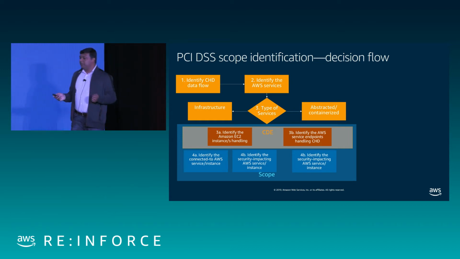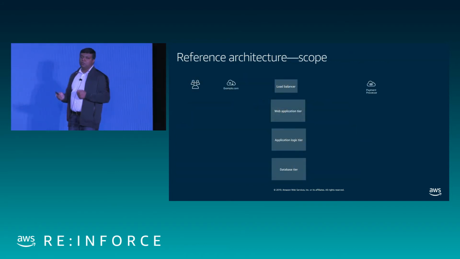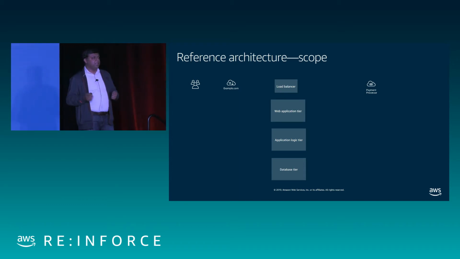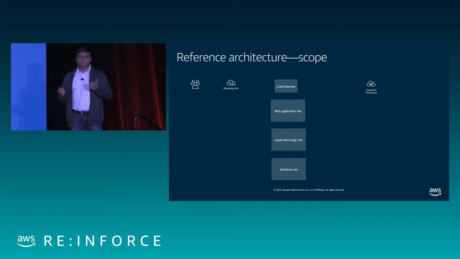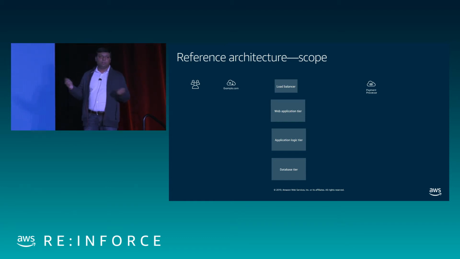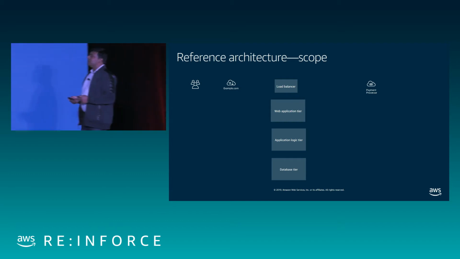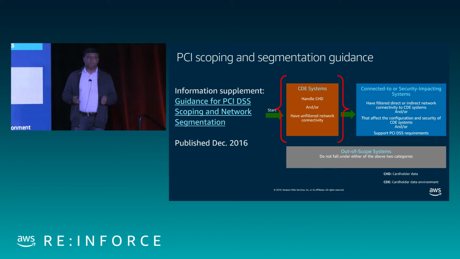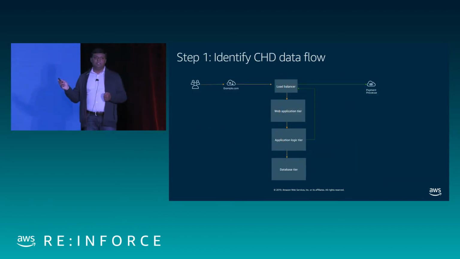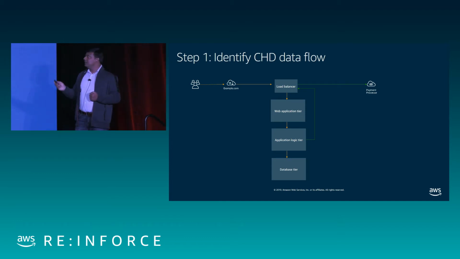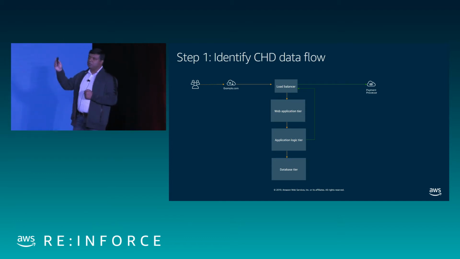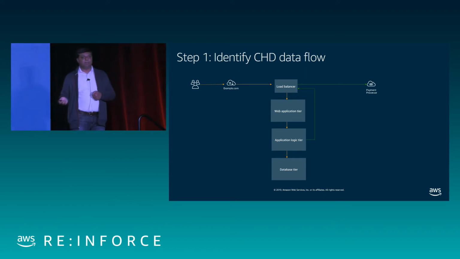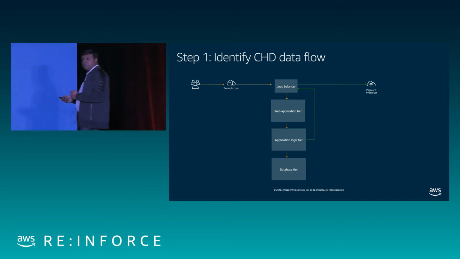So just for a better clarity, let's look at this process within reference architecture. So here we have a 3-tier web app architecture, which is receiving cardholder data, storing cardholder data, and sending it out to a payment processor, a simple architecture. So as we see, the first thing we need to do is identify the CDE system. So to do that, we need to identify the cardholder data flow. So here we see cardholder data is coming from an end user through some network devices, received by the web application, processed by the application tier, and stored by the database tier.